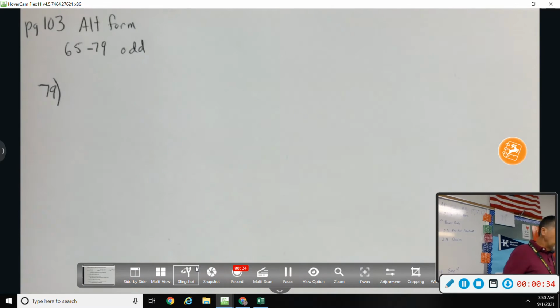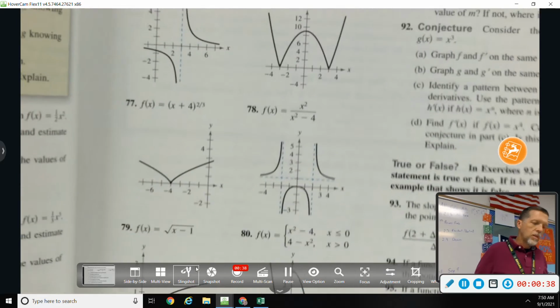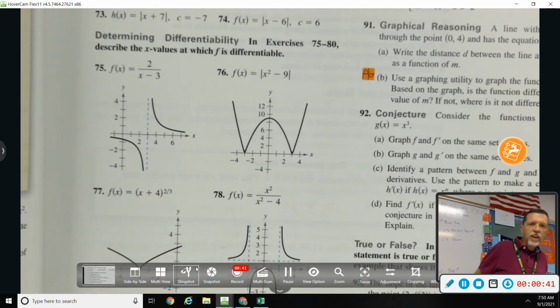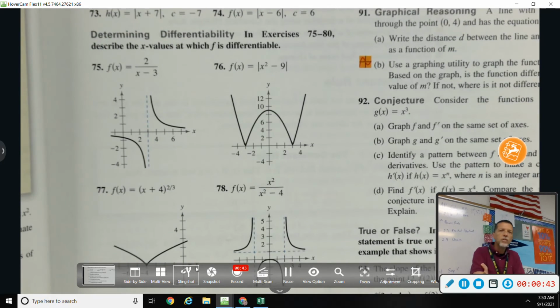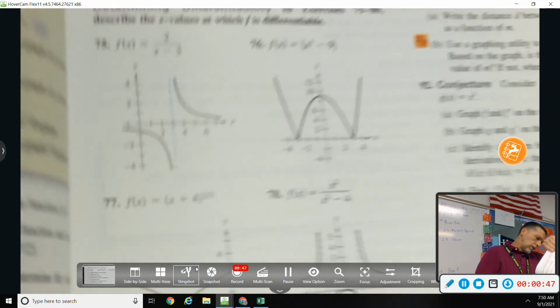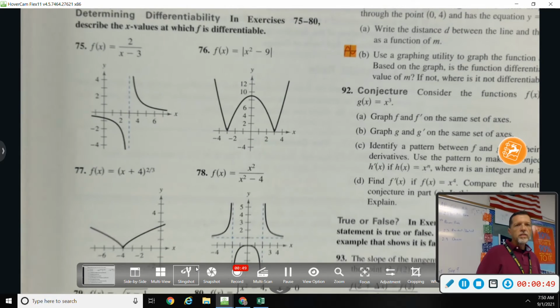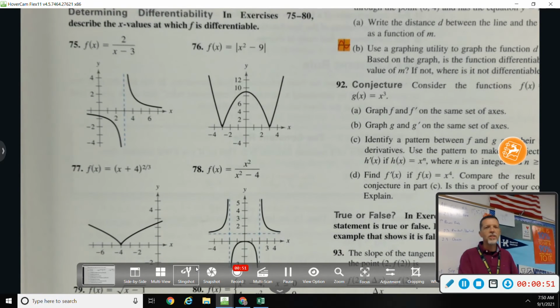Oh, well, no wonder you have a question about that. We didn't really do a good job talking about those. So that whole section there, describe the x values at which f is differentiable. So were all of those assigned? Yeah. So 75, let's do all of those together real quick.